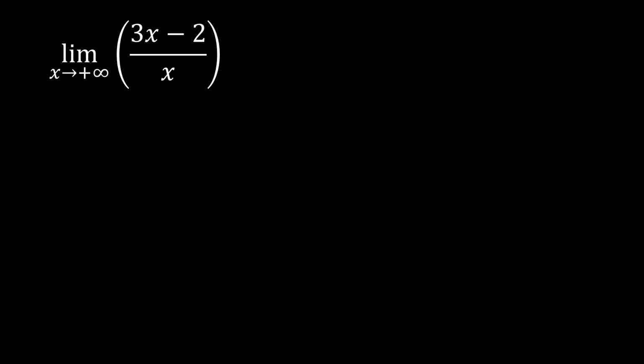So another scenario here is like this. You've got the limit of 3x minus 2 over x as x approaches negative infinity. Actually, you can simplify this one. You can break this one apart because we've got a monomial or one-term denominator. So you can have it as the limit of 3x over x minus 2 over x.